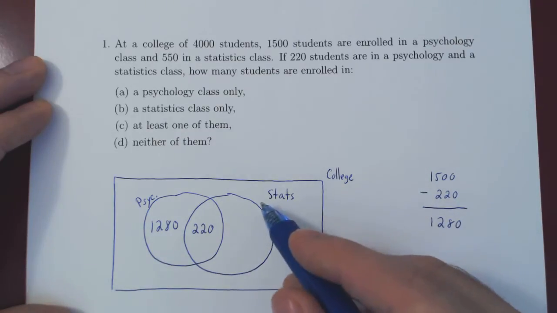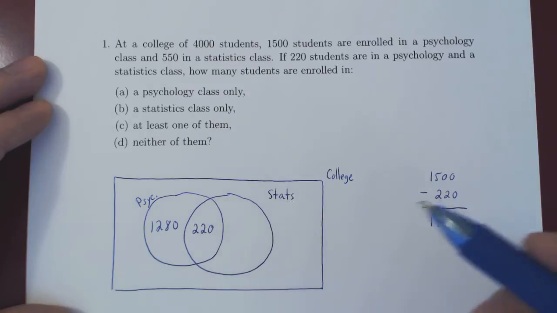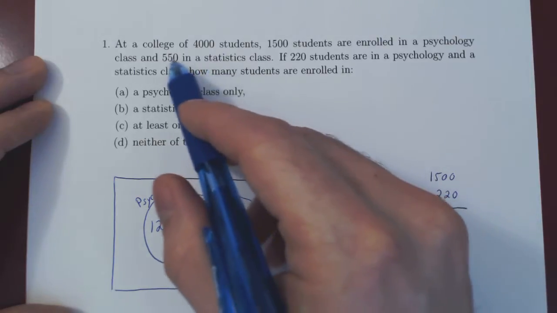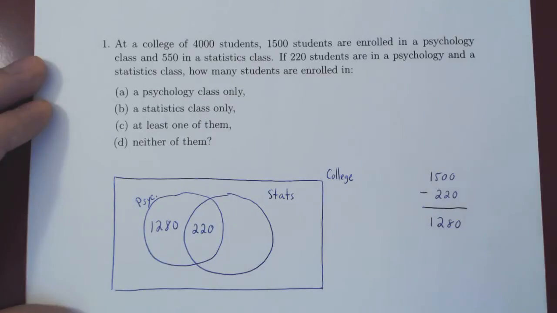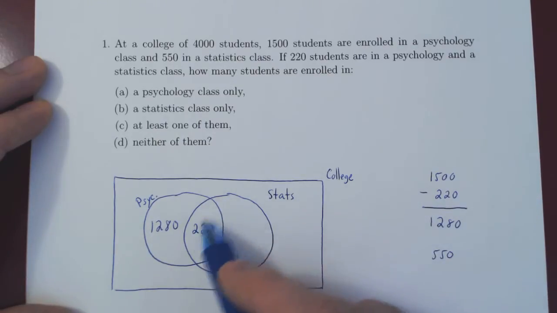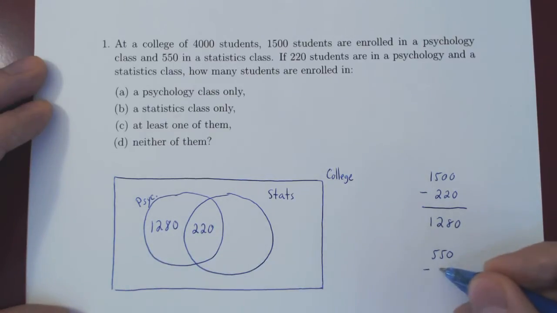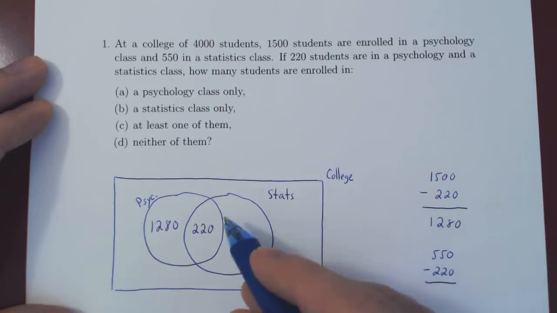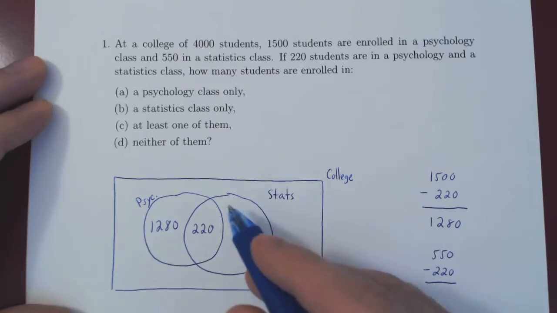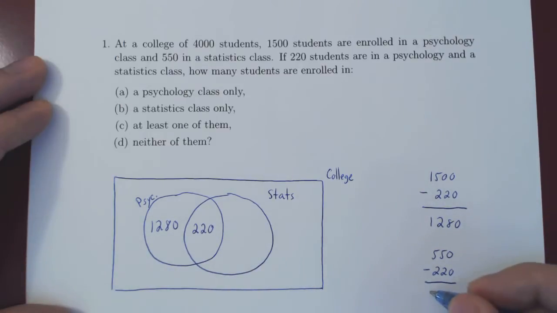We can do the same thing for statistics. There are a total number of students in statistics of 550. So if we add every student in here, the total should be 550. There are 220 here, so if we remove 220 from 550, this will give us the leftover number of students in this region, which is 330.